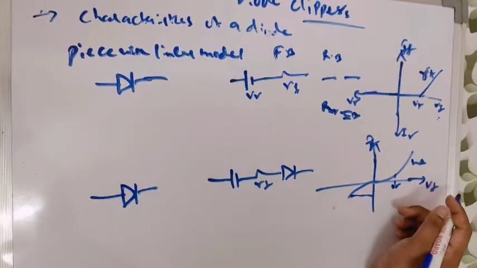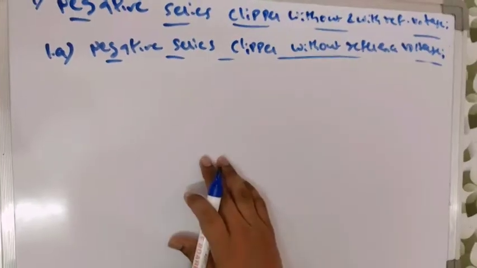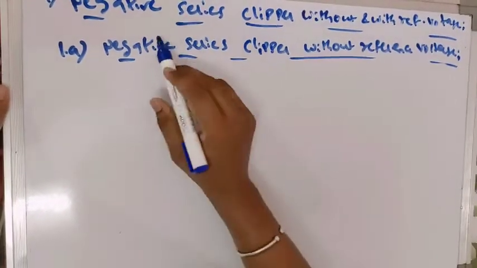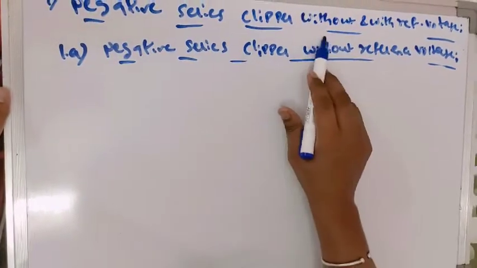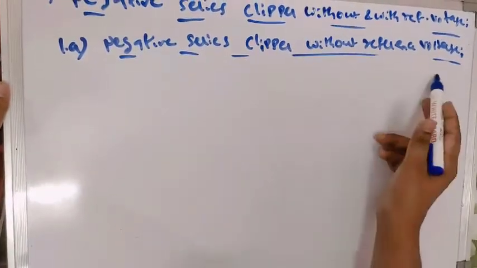But for clipper analysis, we are considering the ideal diode characteristics. So we are going to discuss the diode clippers here. The first diode clipper is the negative series clipper, without and with reference voltage. First we will discuss the negative series clipper without reference voltage.